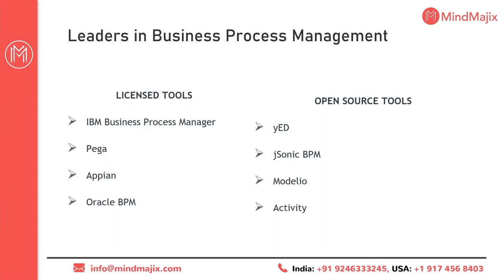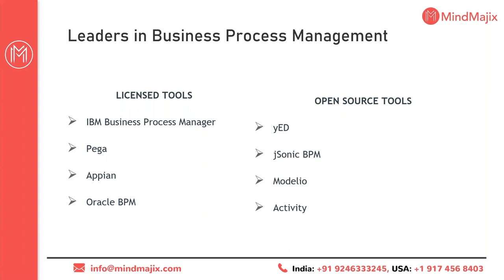From the Gartner's report, there is a quadrant which we call the leaders quadrant, and these four tools, whatever you see on the license tools, and even for the open source also, there is Gartner's report. Whatever you see here, they're the top leaders in this BPM market right now, and they have been there since 2018, 2017 end. So 2017 November, the report came out.